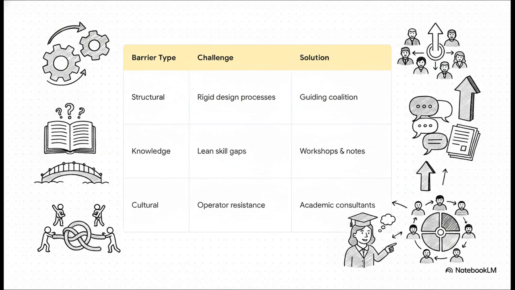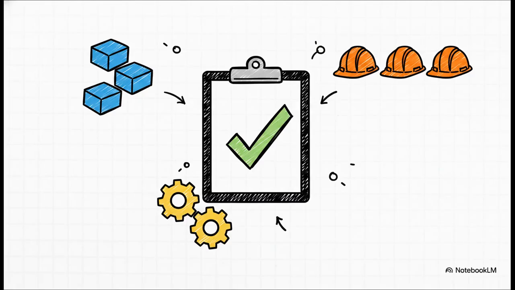What about knowledge barriers, where lean skills are just lacking? Organizations must bite the bullet and invest heavily in extensive workshops and exceptionally clear technical communication. And for those deep-rooted cultural barriers, research strongly suggests bringing in objective, specialized academic consultants while actively building cross-departmental engagement. You have to ensure everyone feels they have a personal stake in the value stream. Now, what is arguably the most powerful intervention of the whole bunch? Let me tell you, it's rigorous standardization.